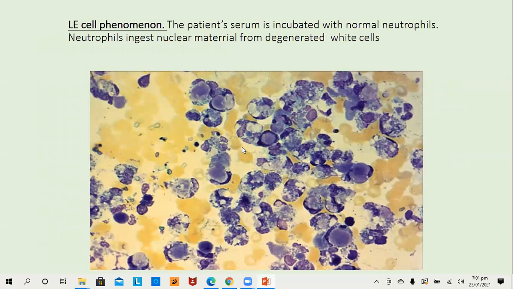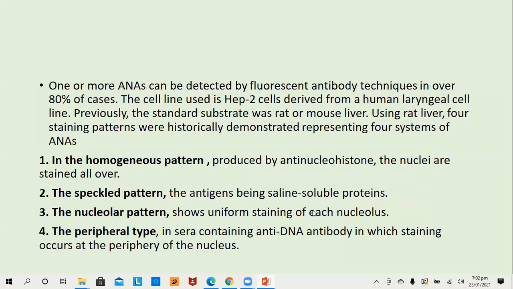This is the LE cell phenomenon. You can see the neutrophils, and the dark blue color is the engulfed nuclear material from the degenerated white cells.